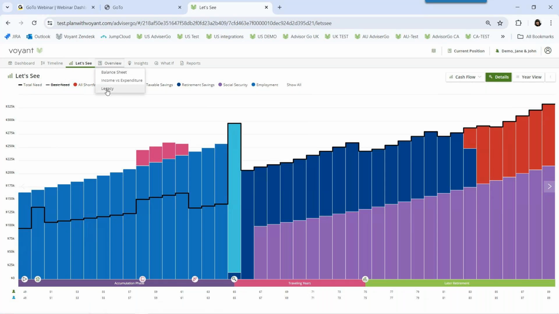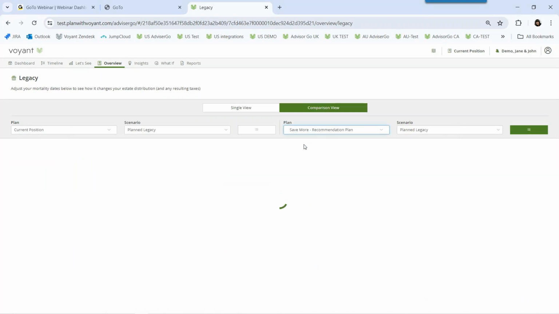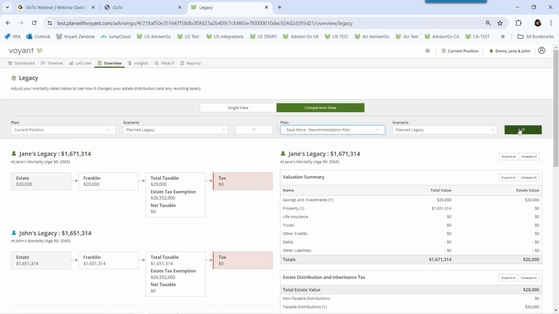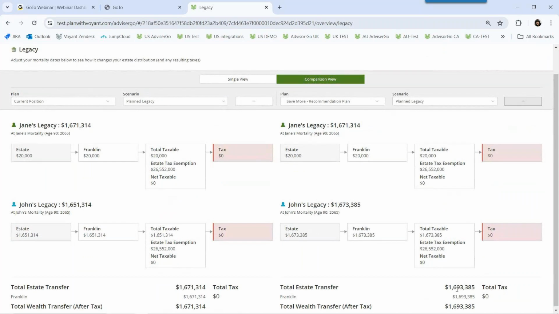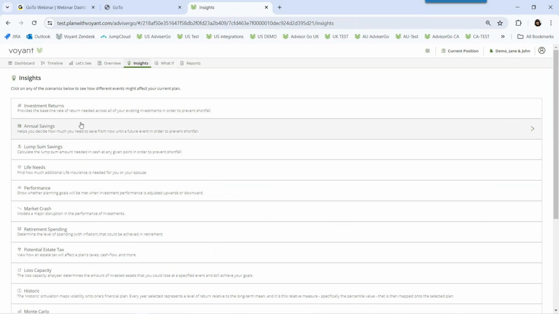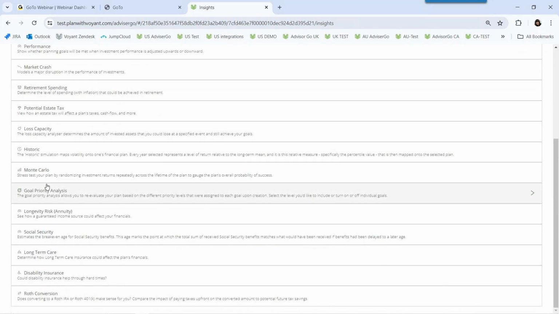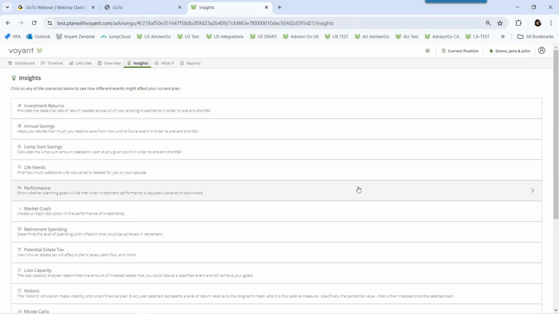Depending on your client's concerns, go to your legacy screen and have conversations with them, not only about their legacy as it stands today, but maybe what the difference would be if they saved more based on your recommendations, how that might change their estate legacy at the end of the day. And then Insights is where you're going to have conversations about the different solutions that you have for them in the plan. You can also even run some life needs right here if you want to double check and make sure that they have enough life insurance in the plan if one of them were to die today.